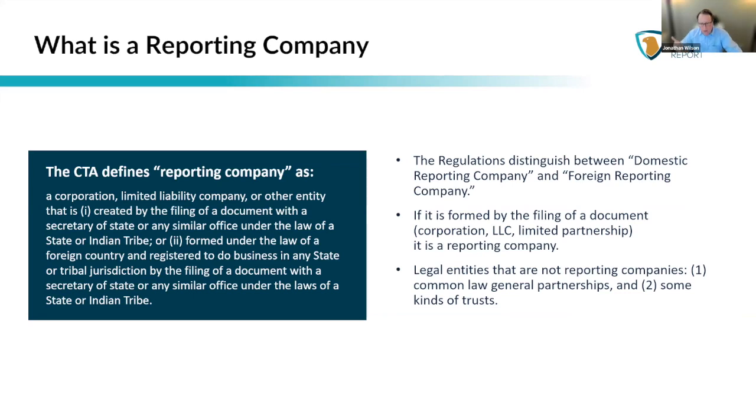Remember, every reporting company that is not exempt needs to file a BOI report. There are 2 types of reporting companies. You can either be a domestic reporting company or a foreign reporting company. You are a domestic reporting company if you are an entity formed in the United States by the filing of a document with the Secretary of State or a similar office under the laws of any state or Indian tribe.